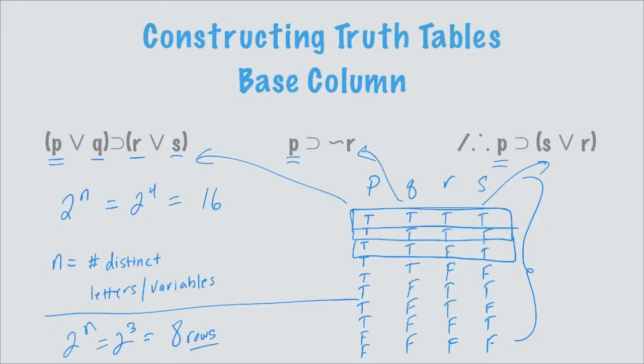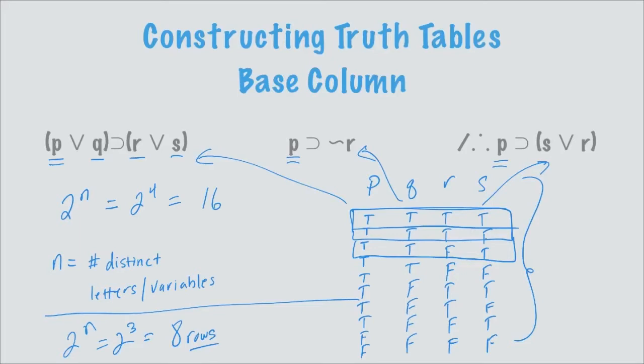And you'll notice in the previous problem, if you scroll back and look at the way I created the base columns, when there are 3 letters and only 8 rows, the first column has 4 trues and 4 falses, and then it had 2 trues, 2 falses, 2 trues, 2 falses until I hit 8, and then it was true, false until I hit 8 rows. So that's the way we construct the base column.